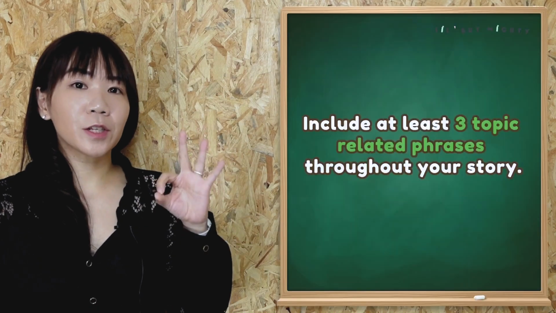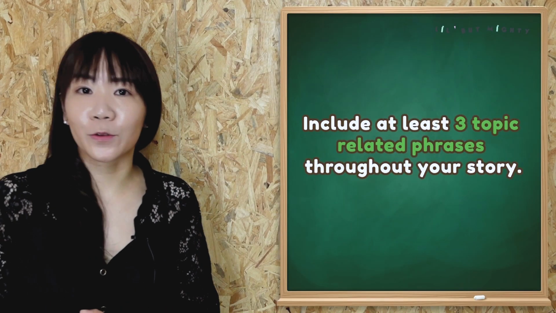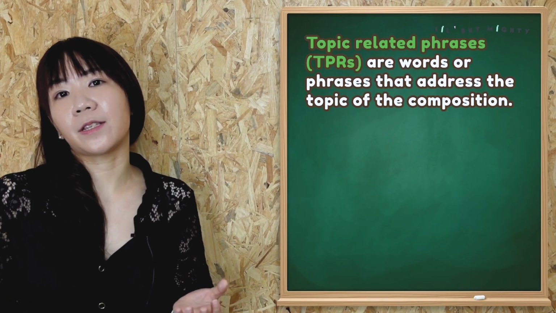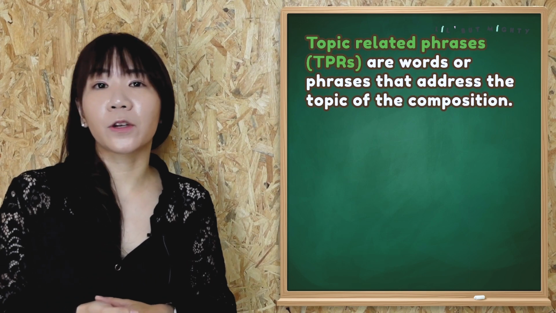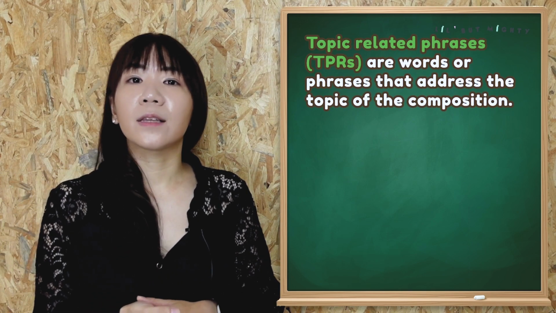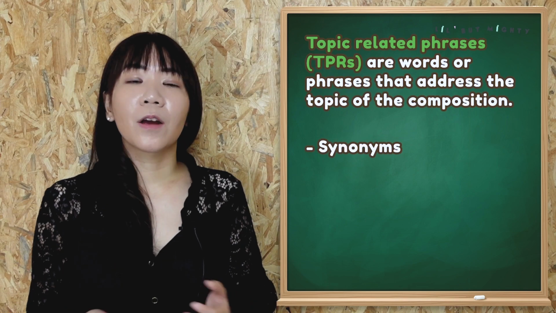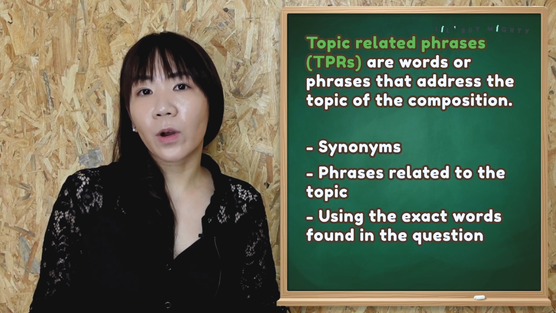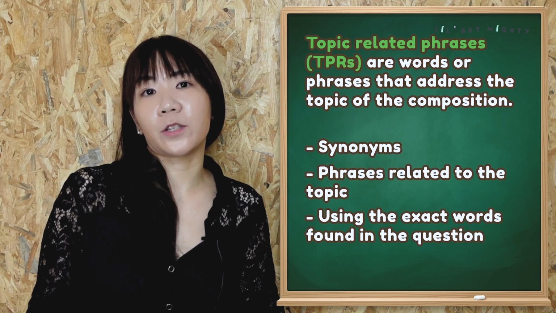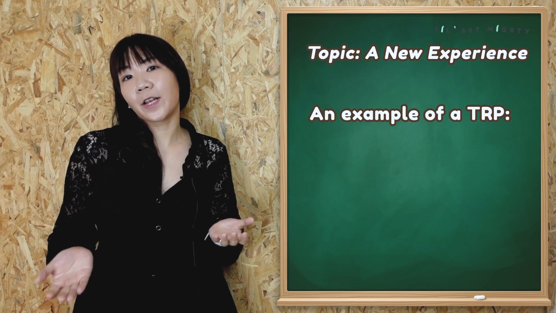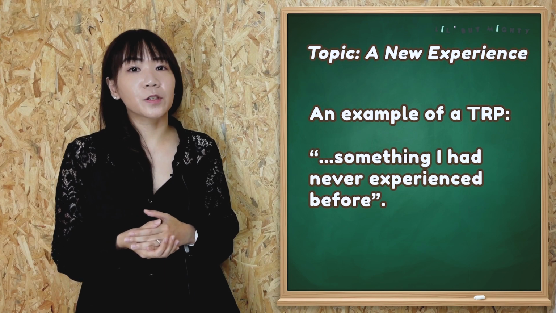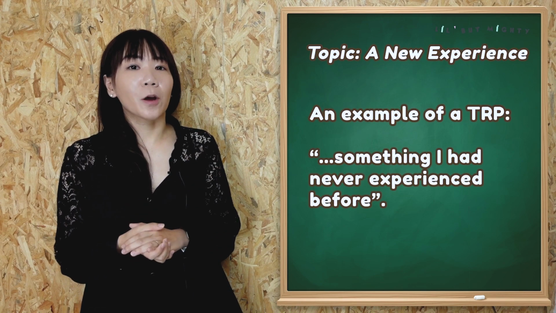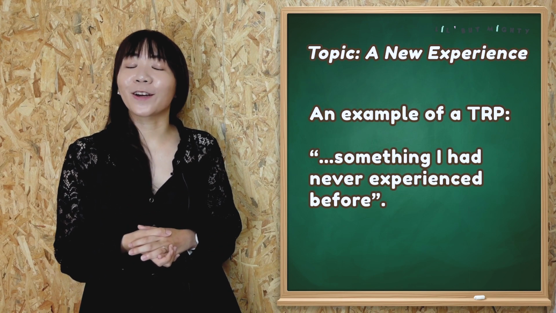To ensure that you never let your ideas wander away from the topic, it is important that you include at least 3 topic-related phrases throughout your story. Topic-related phrases are words or phrases that help to address the composition topic. They can come in the form of synonyms, phrases that are related to the topic, or even using the exact words from the topic in the question. For instance, the phrase "something I had never experienced before" is an appropriate topic-related phrase for the topic "a new experience."